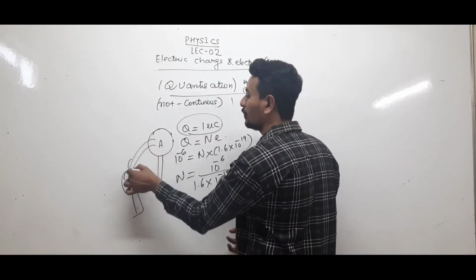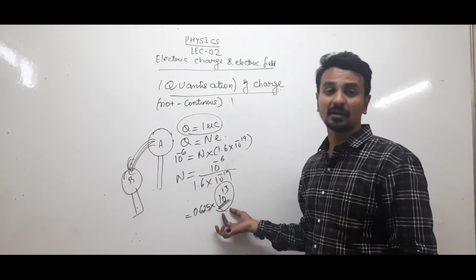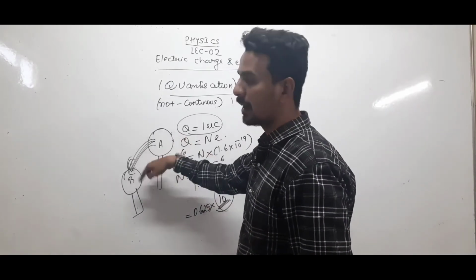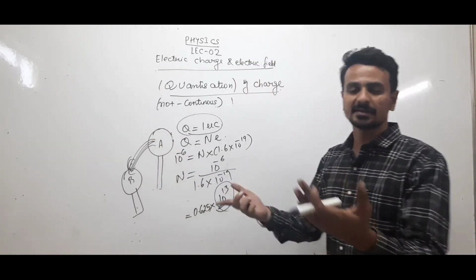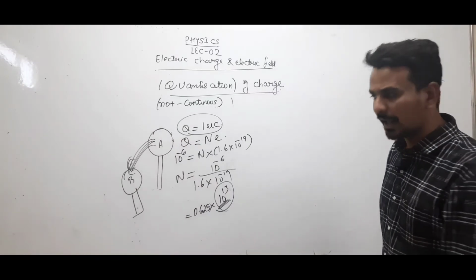That means 1, 2, 3, 4, this is how we'll have 10 raised to 13 electrons, which are very large in number, so we cannot have discrete values. We'll consider charge as continuous values. That is why quantization of charge is neglected. I'll give you one more example.